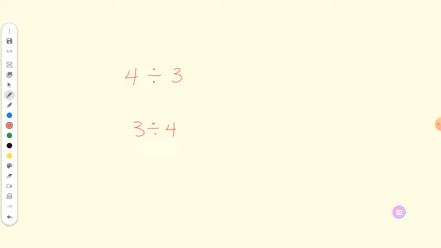Let's look at what our answers would look like in the unsimplified version. This one you would have an answer of 4/3. This one you would have 3/4. Does anybody know how those two fractions are related?